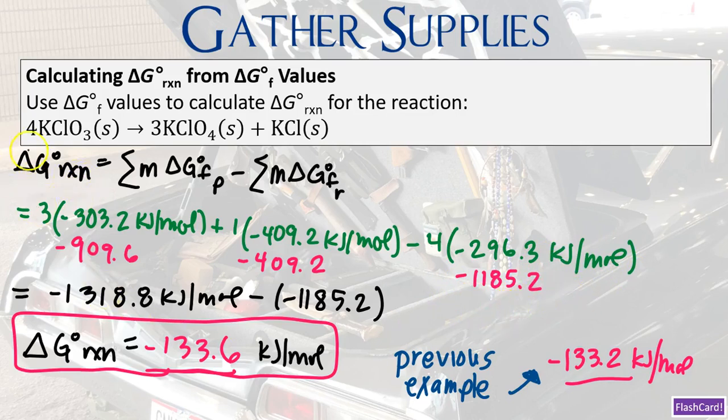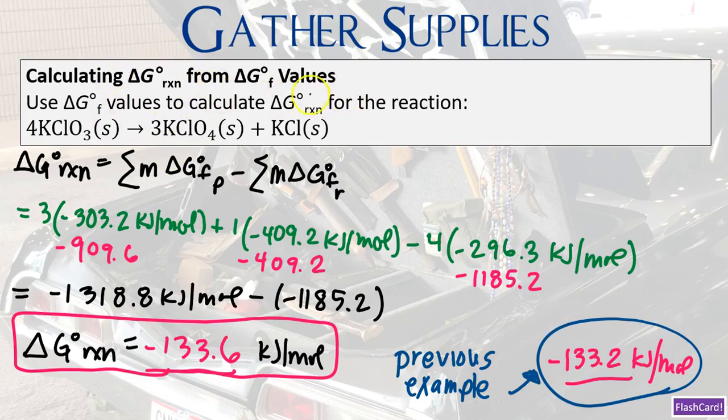Now, in order to solve for delta G naught of the reaction, I'm going to subtract these two numbers. Negative 1318.8 minus negative 1185.2. I get negative 133.6 kilojoules per mole, folks. And again, this is just another way to calculate delta G naught of the reaction. In our previous example, we got negative 133.2 kilojoules per mole. You see how close that is? Because they're so close, this is why there are multiple ways to calculate delta G naught of the reaction.